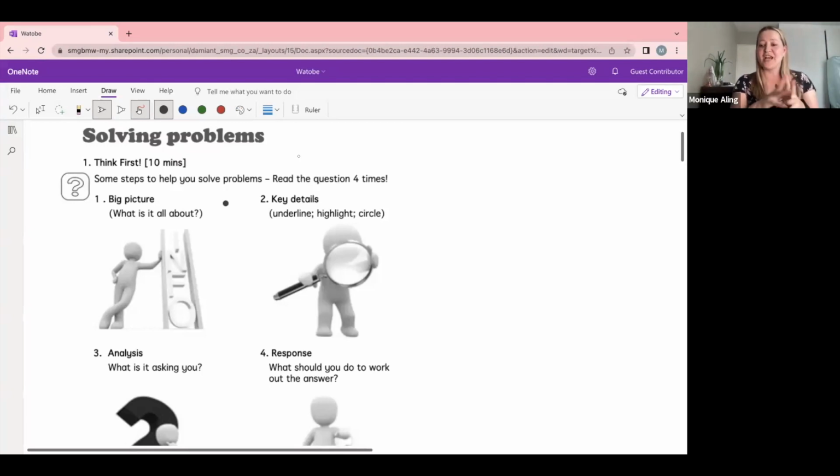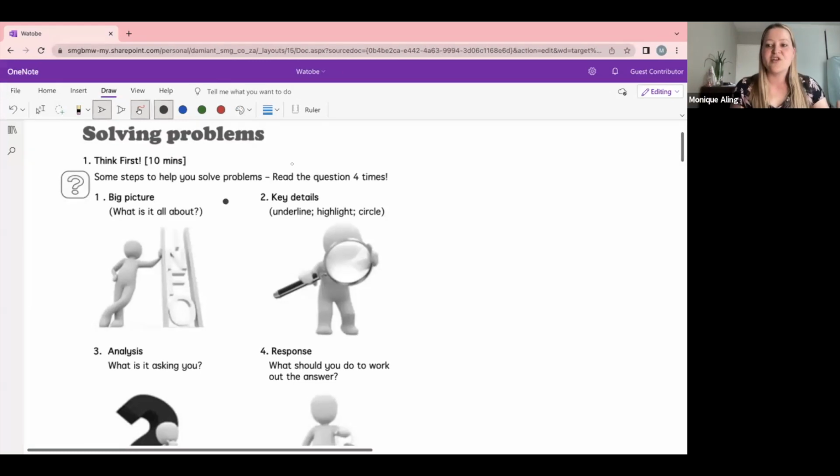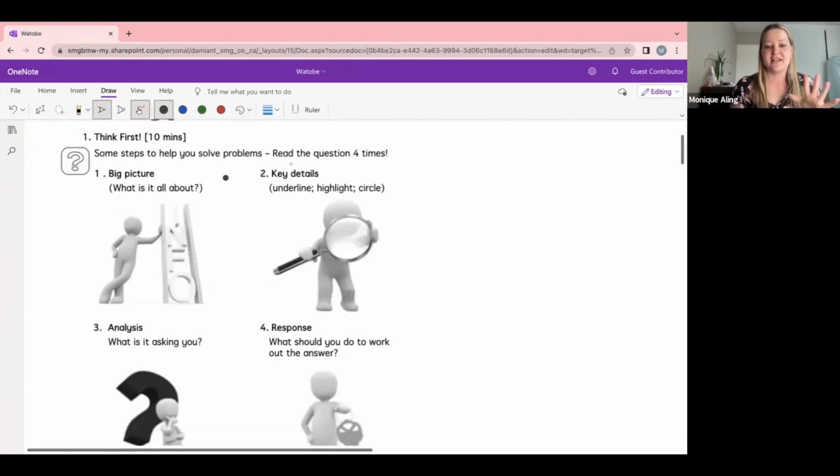Just a quick general look at how we handle questions when we get asked questions. How do we solve problems? So just 4 little key things to remember when you see a question, okay? Always take some time when you read your question. So the first thing, you read your question 4 times. That is the key thing that we need to pay attention to here. Always read your question 4 times.